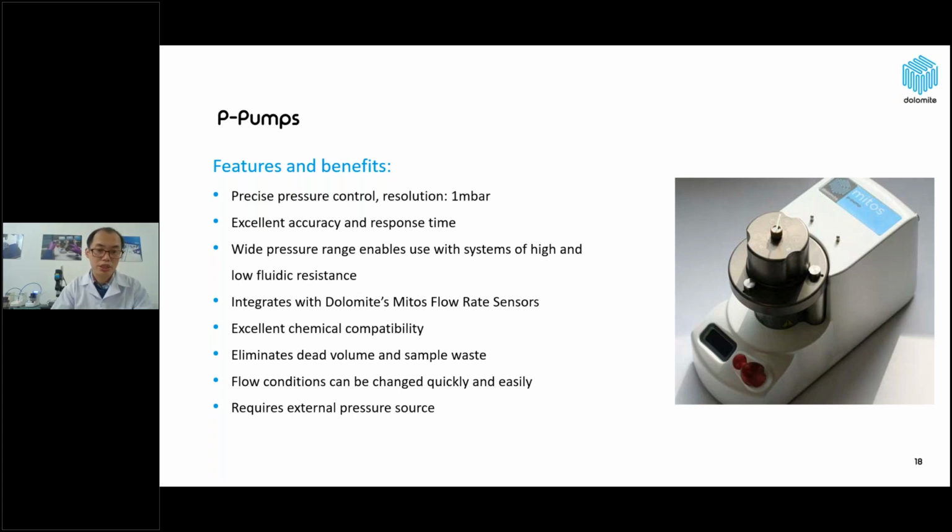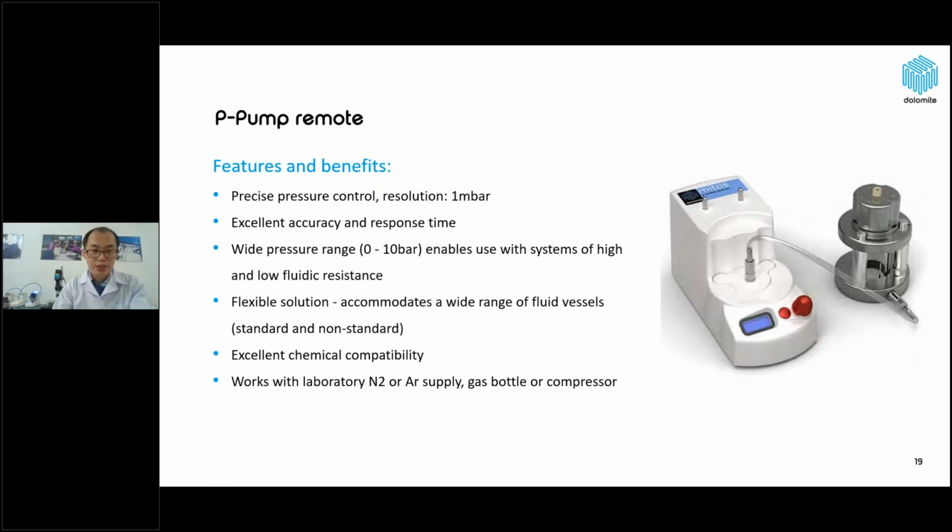But it also requires an external pressure source for running the pressure pump. Here is another type of pressure pump, the pressure pump remote. Quick and easy to use, the Mitos P-pump remote offers a versatile solution for microfluidics, allowing users a seamless way to control the experimental environment. The pump features an innovative pneumatic fitting, which allows users to simply attach the Dolomite remote chamber or a custom chamber with a push and click action, reducing downtime between experiments.